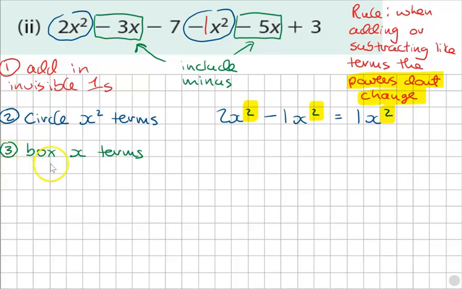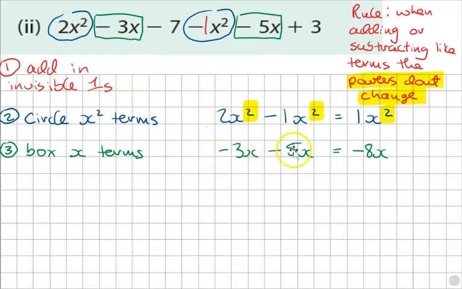Step 3, we box the x terms. So we have minus 3x and we have minus 5x. Again, make sure that you're including the minus inside of your box. If you just put a box around the 3x, you're going to go wrong. Then we work it out. Minus 3x minus 5x is minus 8x.